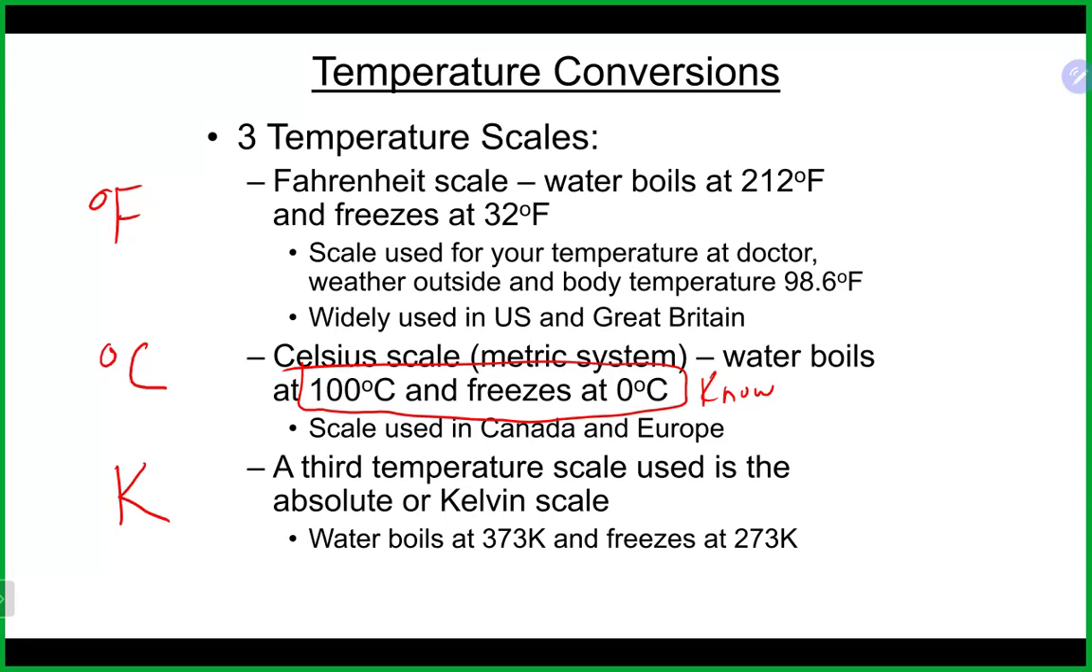Now, one of the main differences in how we write these temperatures is that for Fahrenheit and Celsius, we include the degree symbol. For Kelvin, we do not. There is no degree symbol on that one. So if you had 373, it would just be 373 Kelvin, no degrees or anything like that.